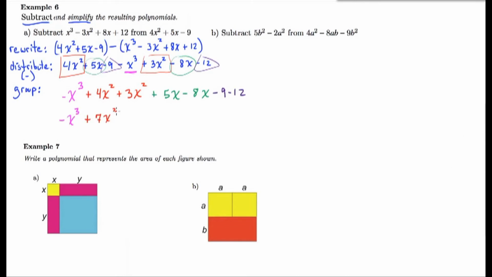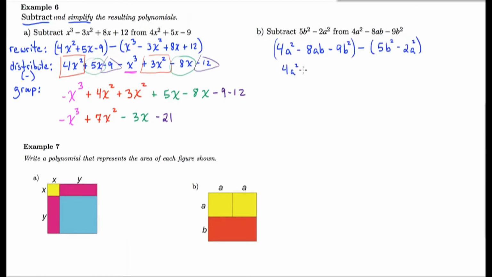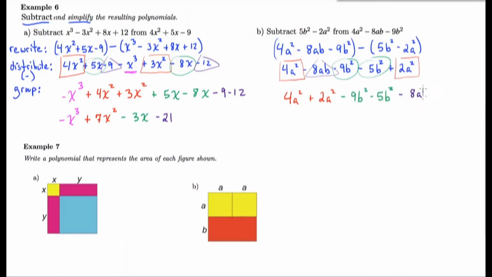I've color coded this again so you can see it a little better. We're going to do the same for part B. I'm just going to speed it up here a little bit more, but it's the same steps. Rewrite, distribute, group like terms, combine, simplify, write in standard form.